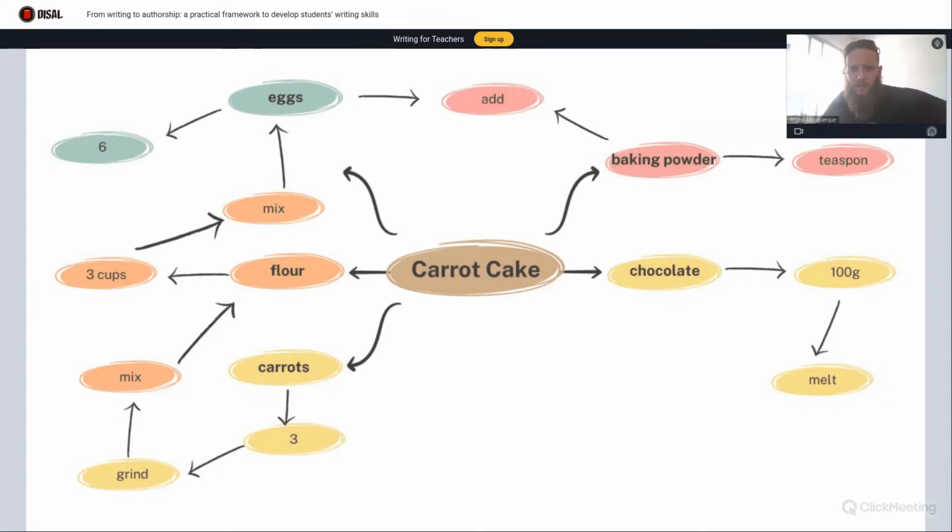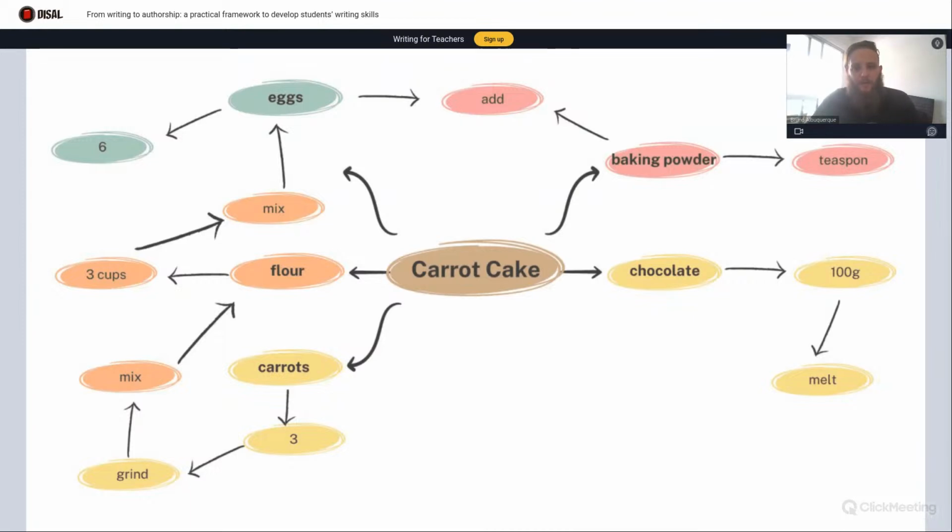to be dull, right? After they produced the mind map, it was time to write the first draft, right? So they had the ideas together here. They had a plan for the text because you have everything here. You have the food, you have the ingredients, the quantities, the action verbs. They analyzed the, what's the name of the thing? The genre, and now they're ready to write their first drafts.